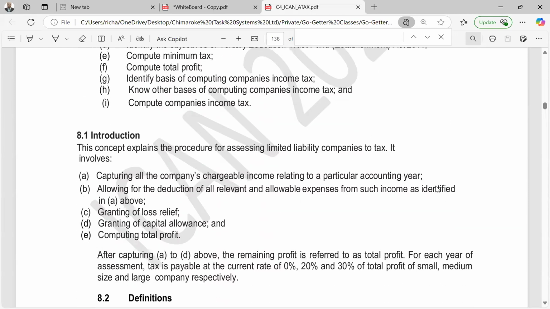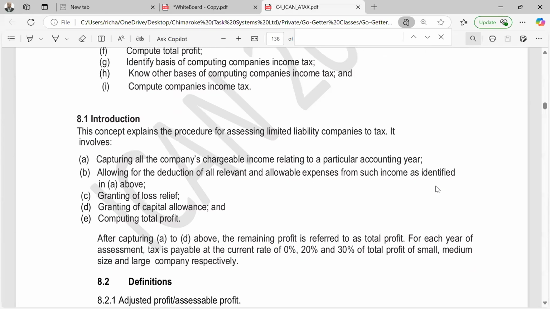Now, the chapter we are considering explains what is total profit. Now we're looking at assessing limited liability companies to tax. So when we talk about companies here, what we mean is limited companies. Okay?